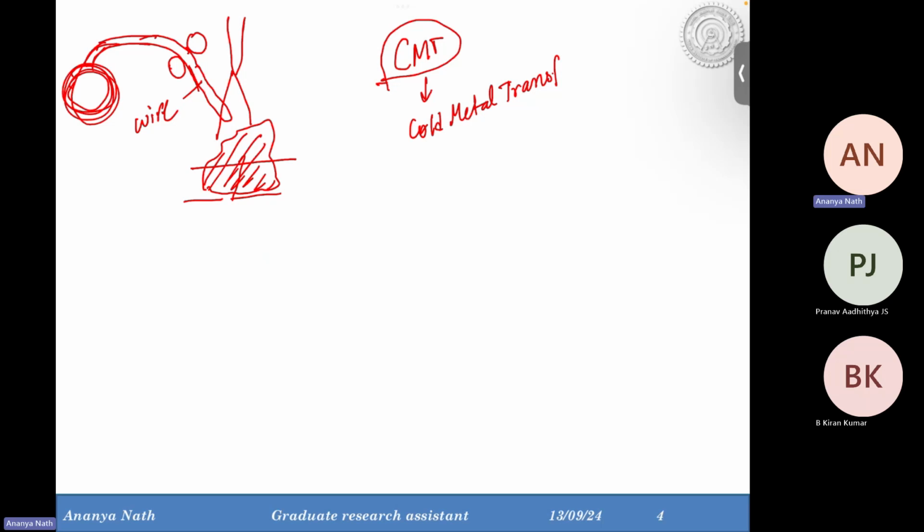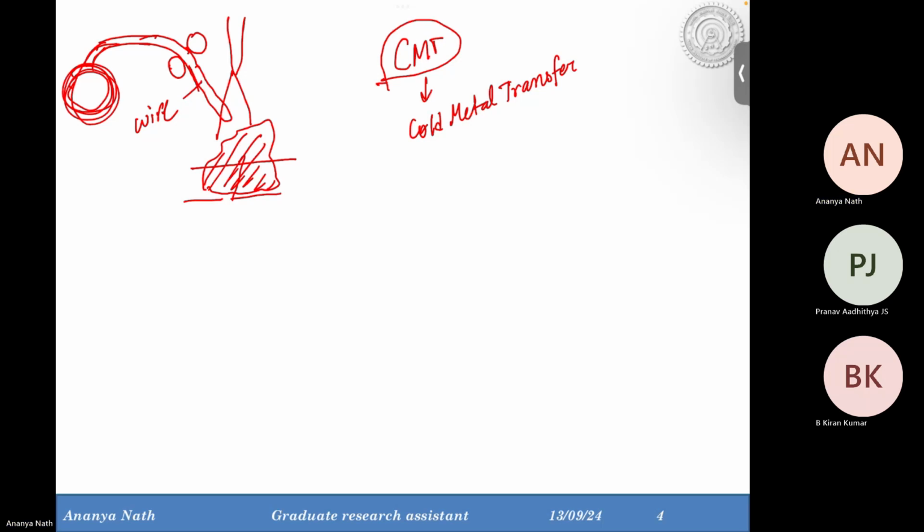Now, what happens in cold metal transfer? As the name suggests, it is a cold process. Imagine you are depositing metal onto the substrate, and the metal has a melting temperature. It starts with 660, which is the melting temperature of aluminum. Cold means room temperature or cool temperature, where you cannot melt the material. Then why is it called cold metal transfer?